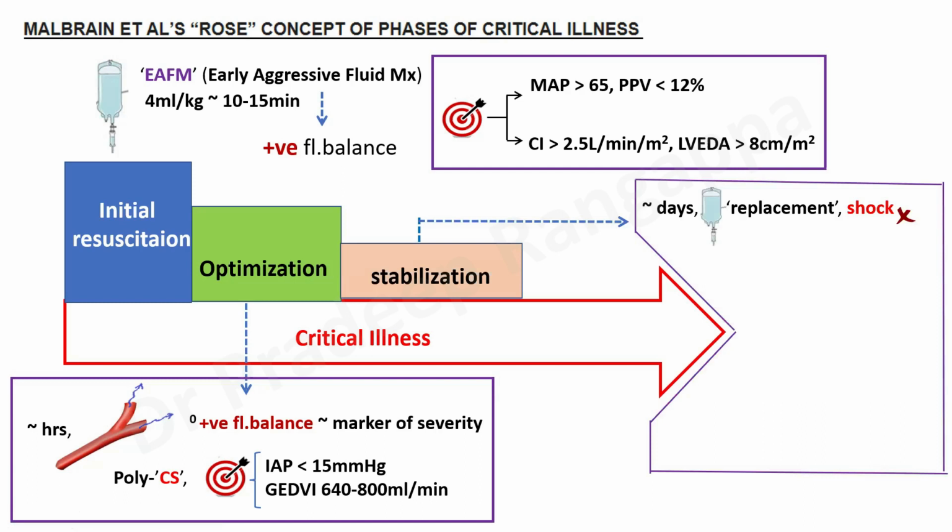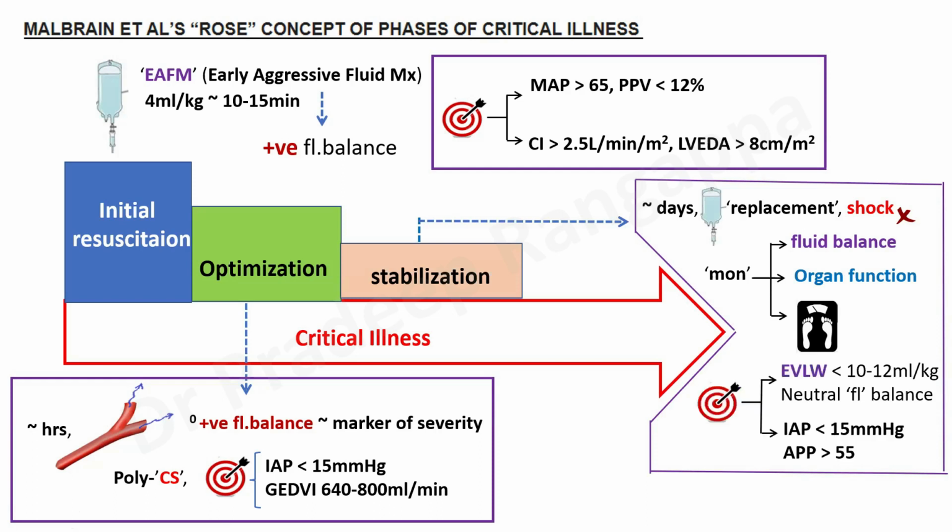Then comes your stabilization phase, which happens a few days after the optimization, where replacement fluid has to be equal to the amount of fluid that goes out, and should not be more unless there is an element of shock. And this is a phase where one has to monitor the cumulative fluid balance, organ function, and the body weight of the patient. And here the targets are to maintain extravascular lung water less than 10 to 12 ml per kg, and one has to aim at neutral fluid balance. And throughout this, initial resuscitation, optimization, stabilization, IAP has to be looked at because all the fluid gets sequestrated in the abdominal wall. IAP has to be maintained less than 15 millimeter mercury.